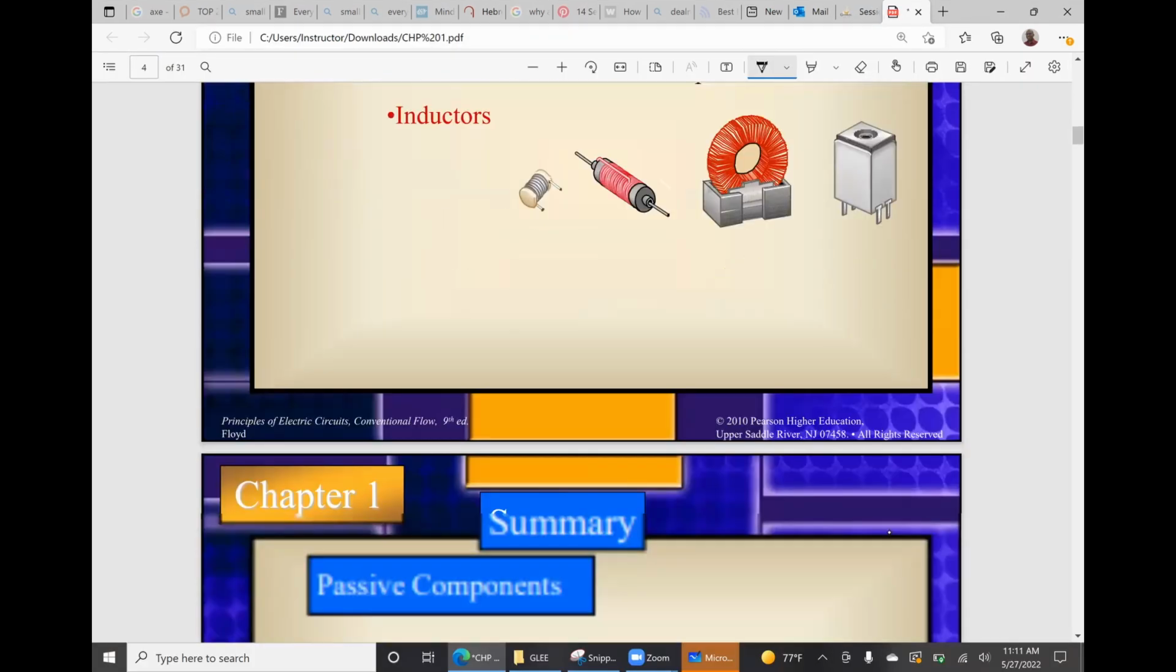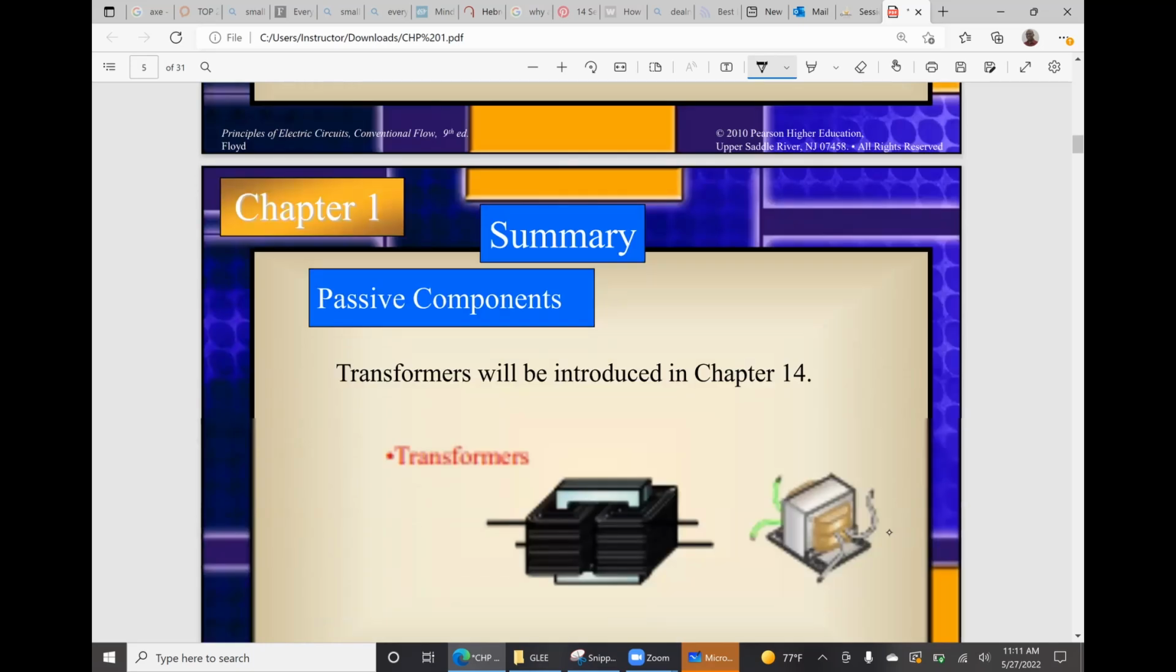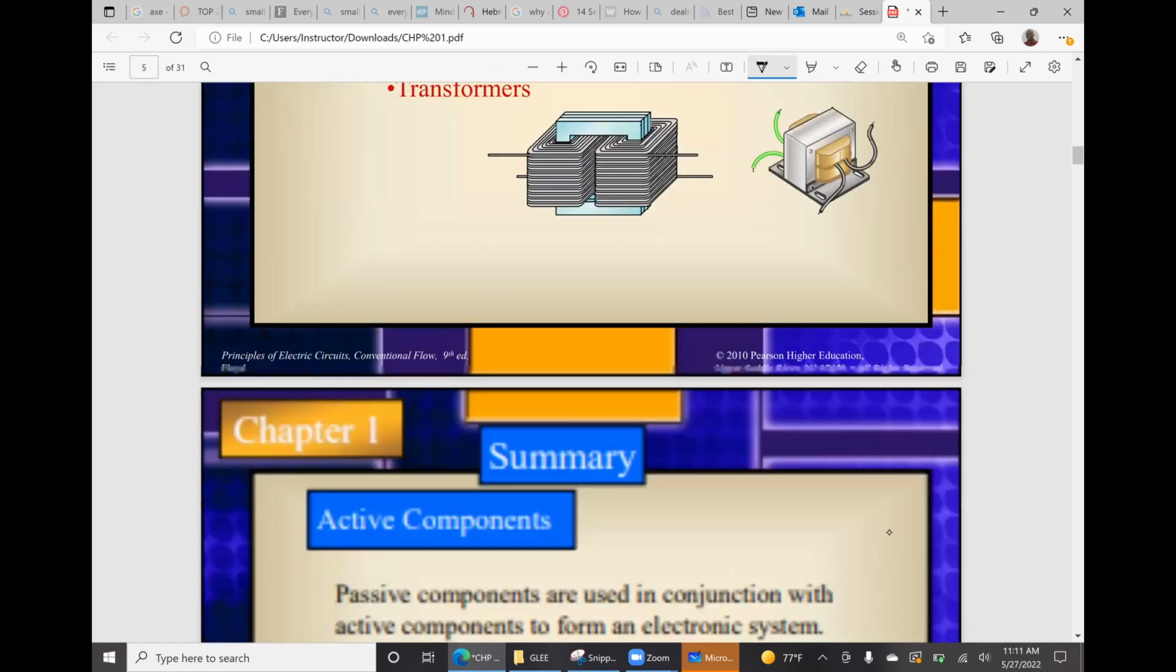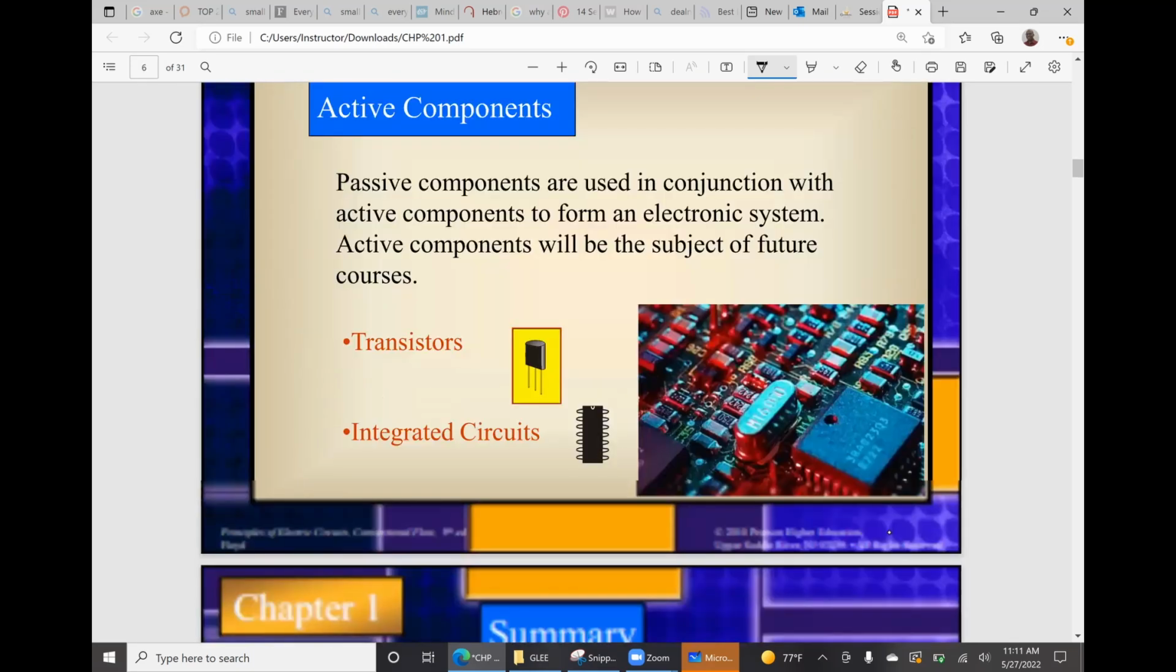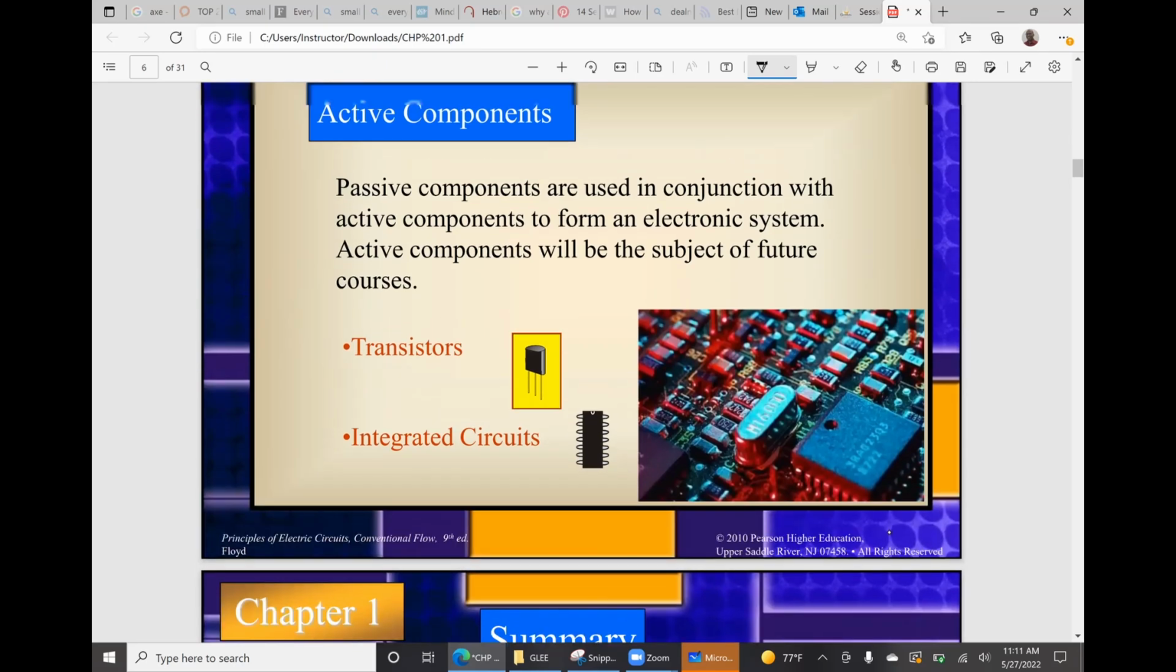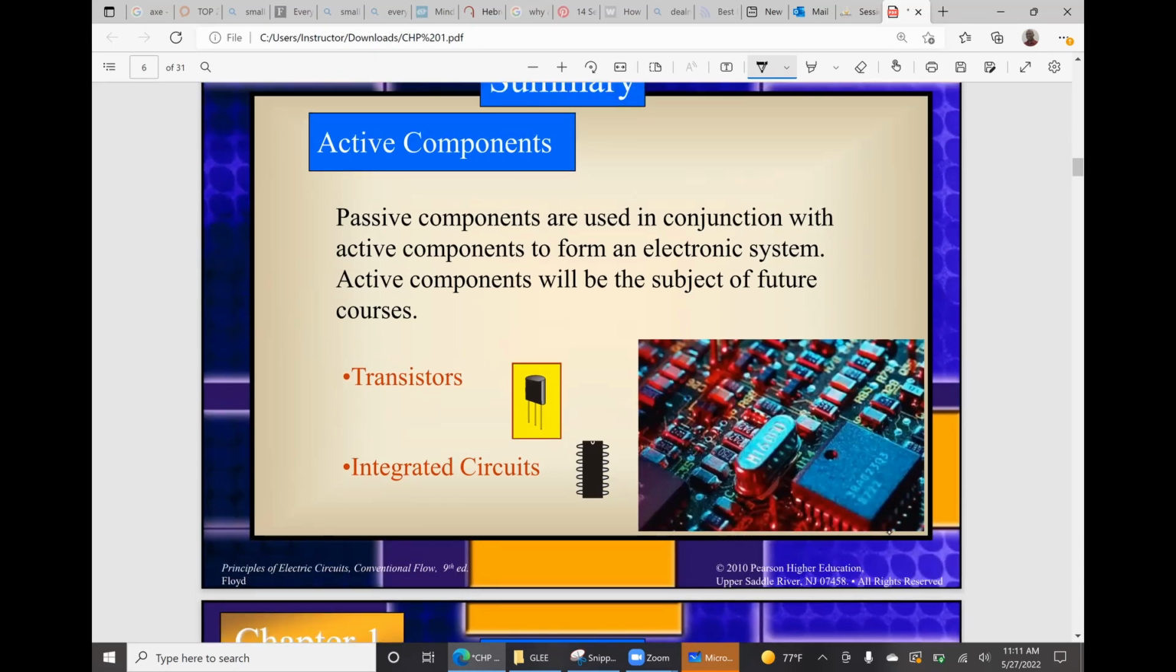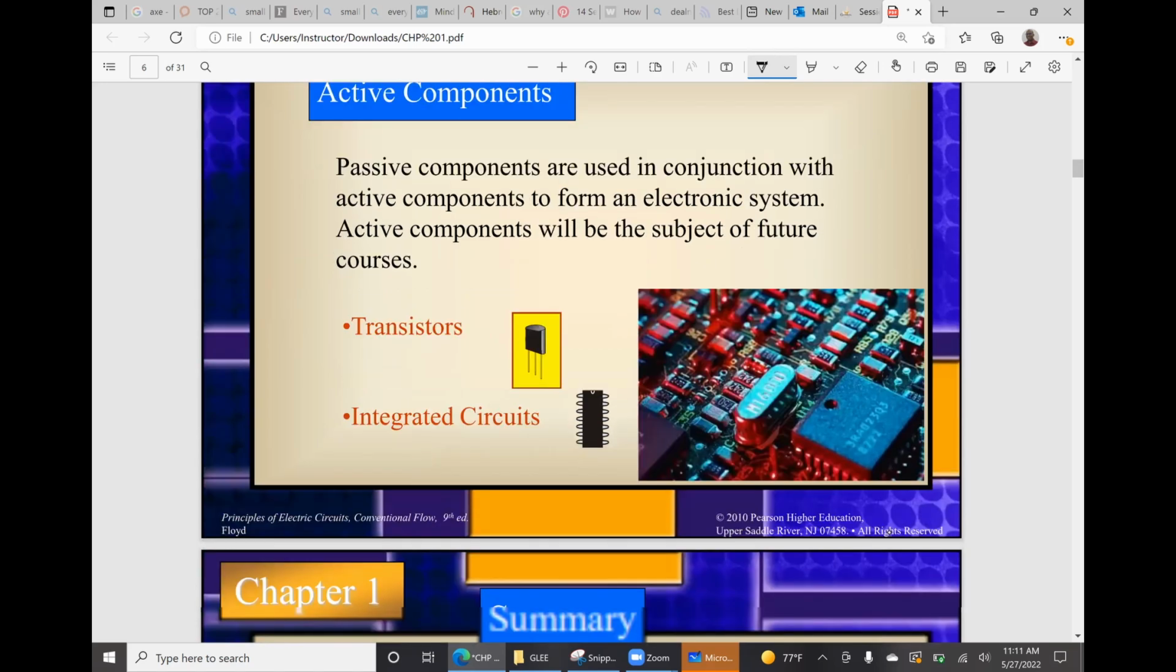All of this is for the next course, which is called Principles of Electrical Circuits 2. Another set of electronic components we have are active components, such as transistors and integrated circuits that we use to amplify signals. All right, so let's begin.